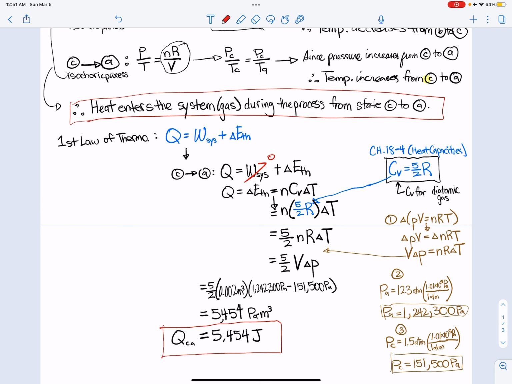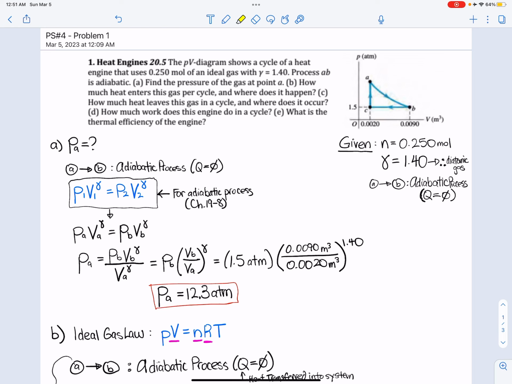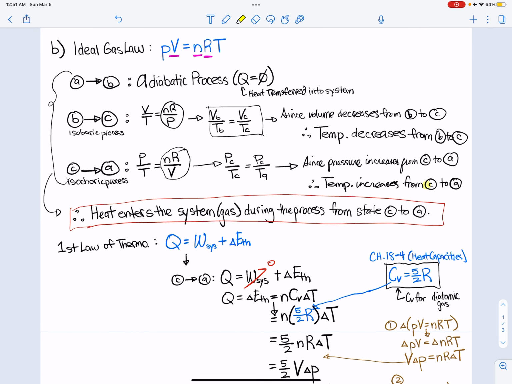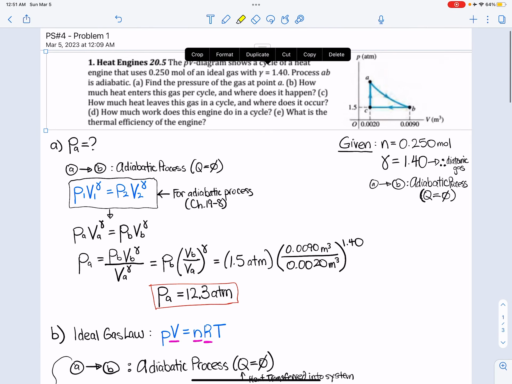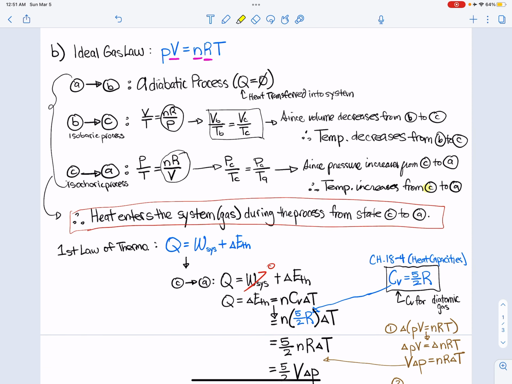All right. So moving on to part C. How much heat leaves this gas in a cycle and where does it occur? Okay. Well, I could look at this whole thing that I did earlier to figure out where heat leaves the gas in the cycle, right? I know that from state A to state B, no heat is transferred into or out of the system, because Q is equal to 0. So I don't worry about that.